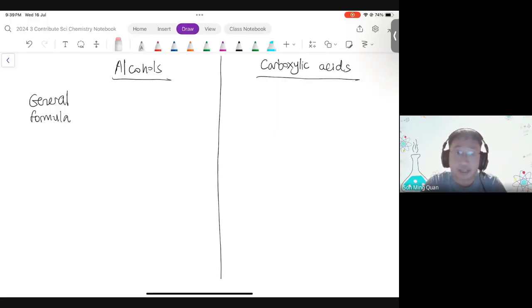Okay, so now let's start summarizing alcohols and carboxylic acids. Now, this is the second installment of the organic chemistry. Now, alcohols and carboxylic acids are only for the O-level students, okay? Only for those taking O-level combined science chemistry.